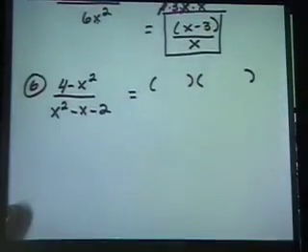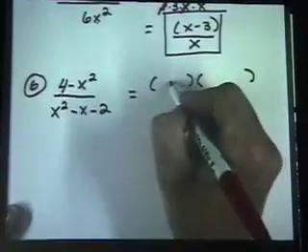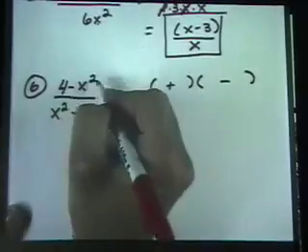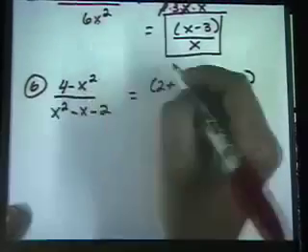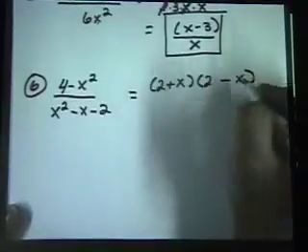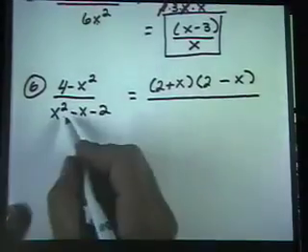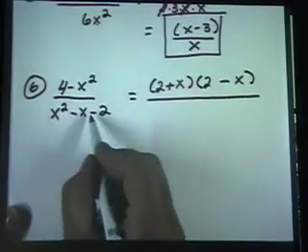Factoring's not going to go away. We're going to have to factor. We know that a difference of squares has different signs. Square root of the first, square root of the last. Square root of 4 is 2. Square root of x squared is x. All over, again, x squared minus x minus 2.